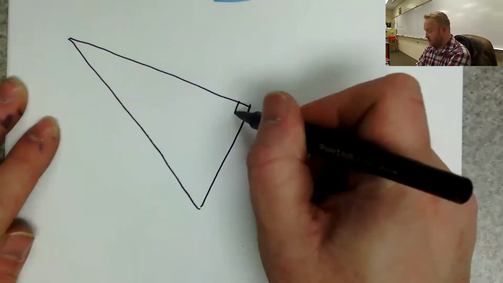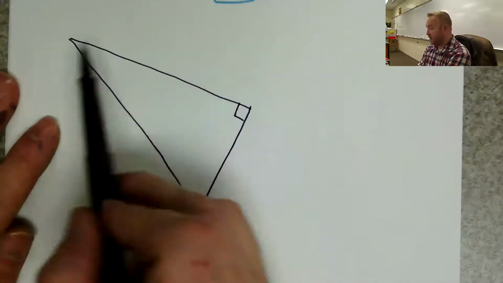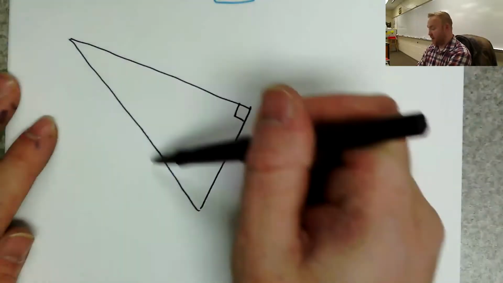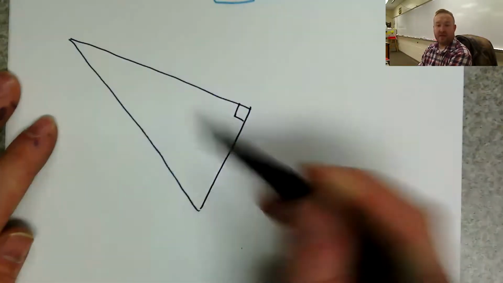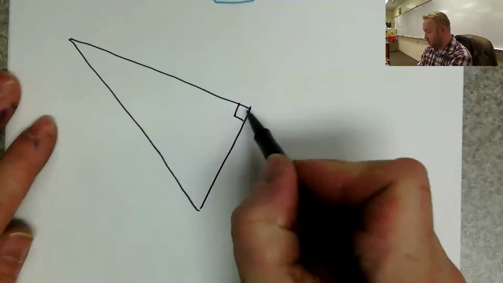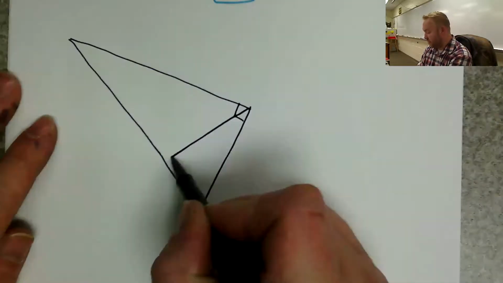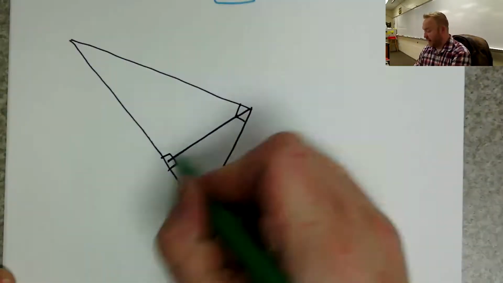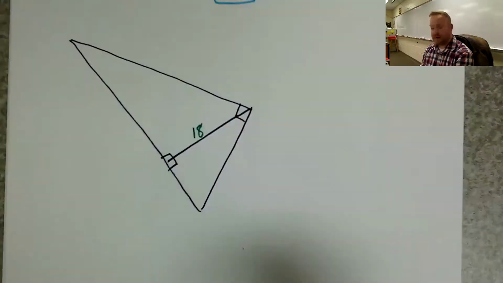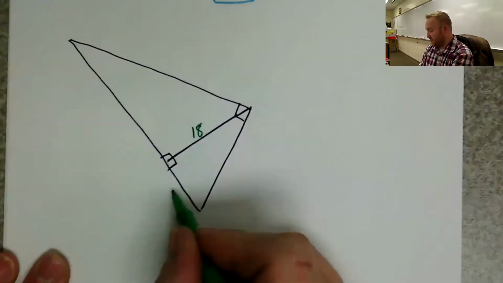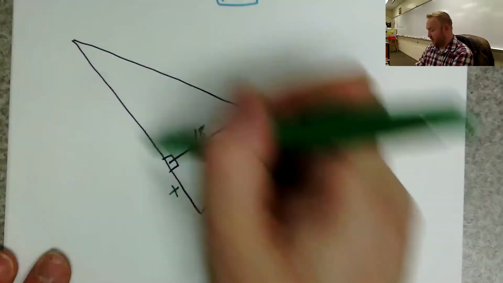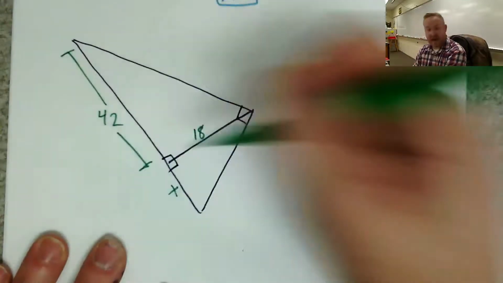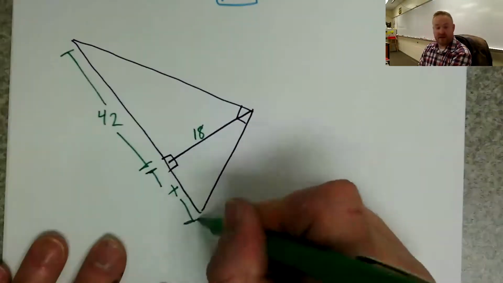Okay, so here's another right triangle. I want you to remember that every right triangle has two legs. The two legs make up the right angle. And then you have this third side, which is the longest side, called the hypotenuse. The hypotenuse is across from the right angle. We're going to draw an altitude from the right angle perpendicular to the opposite side. This time, let's go ahead and give you that the altitude is 18. And then let's say this little piece here is X, and this other piece here is 42. Okay, so 42 gets you from there to there, and then X gets you from there to there, right?